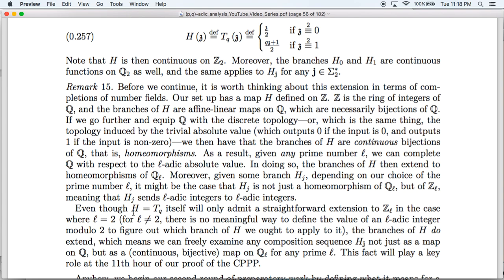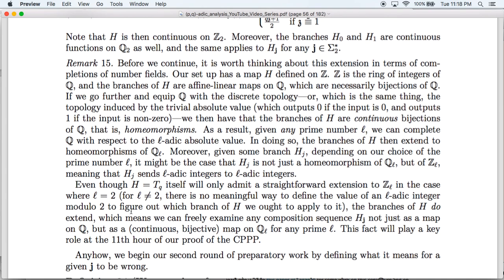And of course, the reason why H cannot be extended to ZL for L not equal to 2 is because there's no meaningful way to define the value of an L-adic integer modulo 2 if L is not equal to 2. So there's no way to determine what branch of H we should apply to a given input if the input is not a 2-adic integer. This whole phenomenon here is, again, very Frame theoretic. We have this function, in this case, the branches of H, which are defined on our global field, Q, and then we study them by considering their behavior in various different completions of our global field.